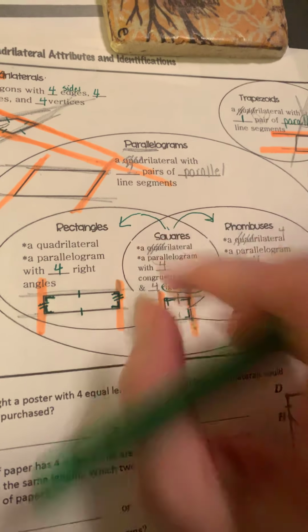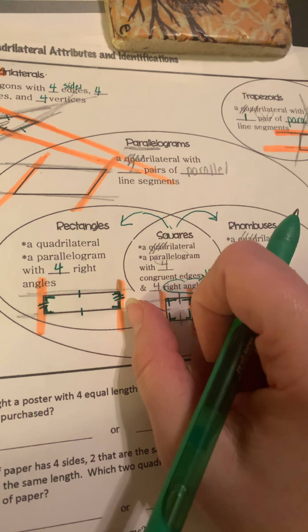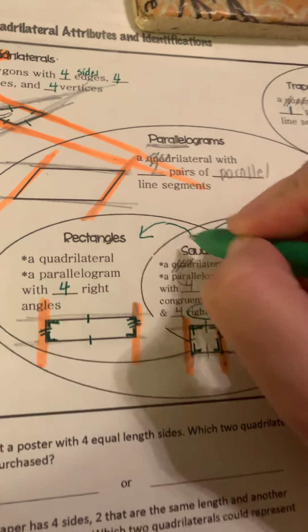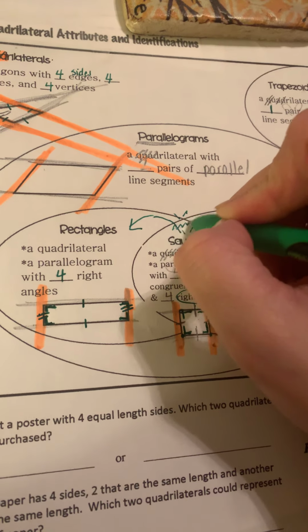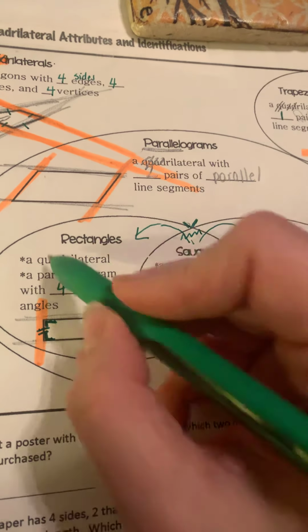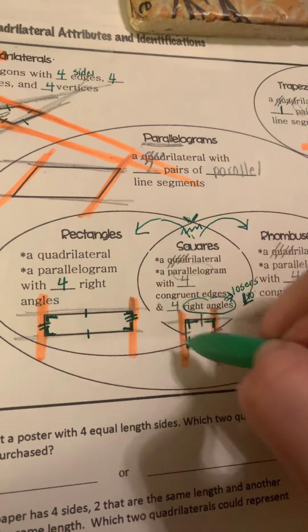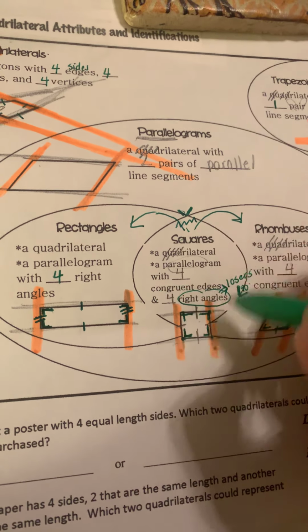So, is a rectangle a square? No. Why? Well, because squares are like snotty kids. They're like, we're the mean group. Rectangles are like, can we play? And squares are like, well, you better have all of my attributes. You better have all my descriptions to be a square.